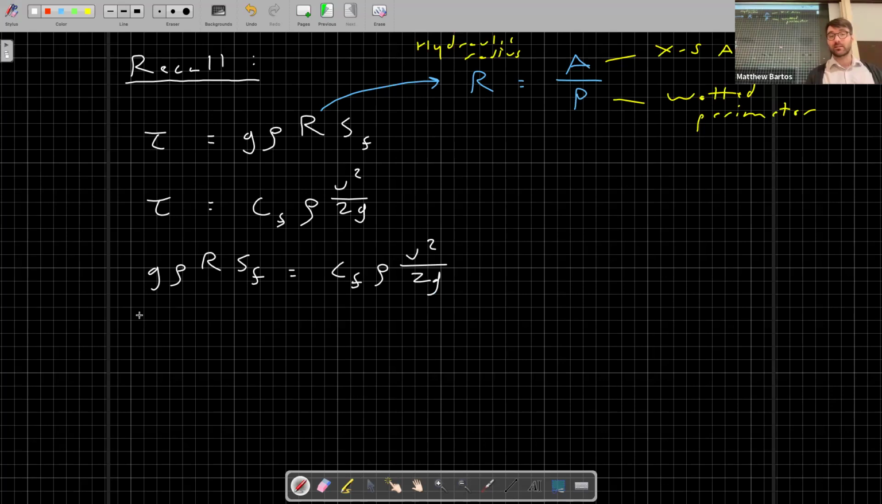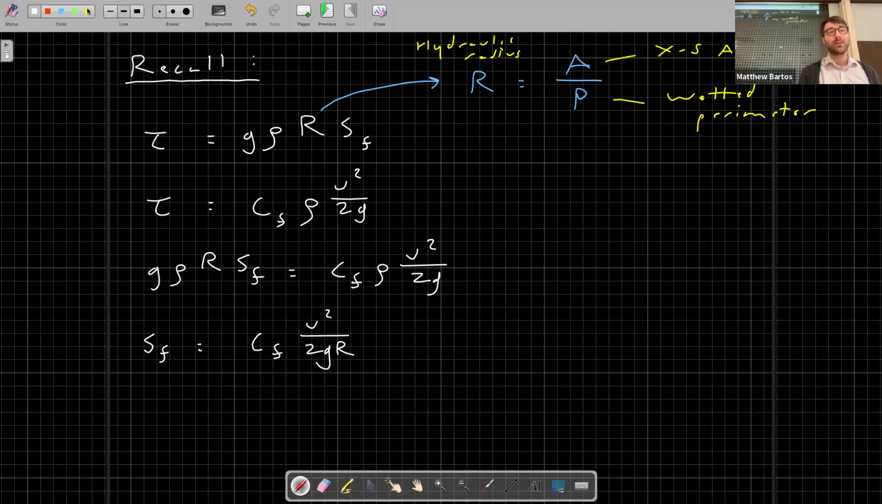And we can rearrange this expression for the friction slope. If we just divide through by the hydraulic radius times the density times the acceleration due to gravity, we have that the friction slope is equal to some drag coefficient CF times u squared divided by 2 times g times r. And then if we have the friction slope, how can we compute the head loss over some distance delta x due to friction? Multiplied by delta x.